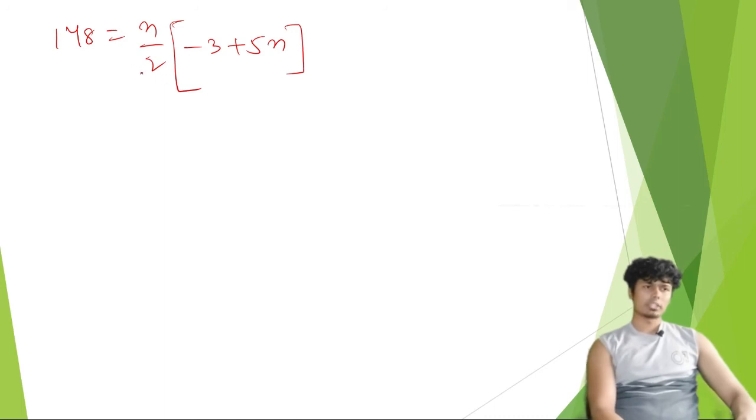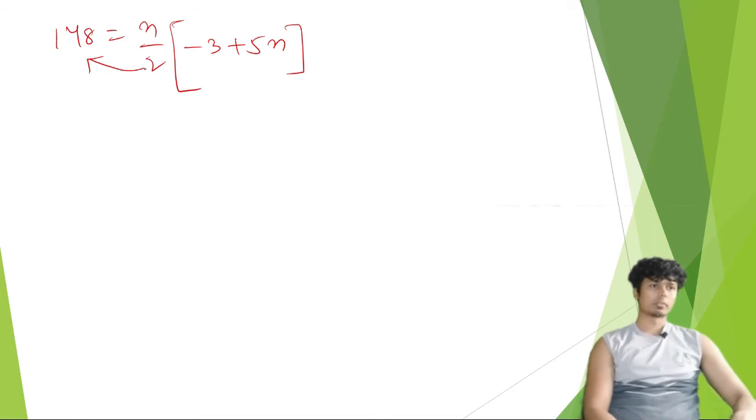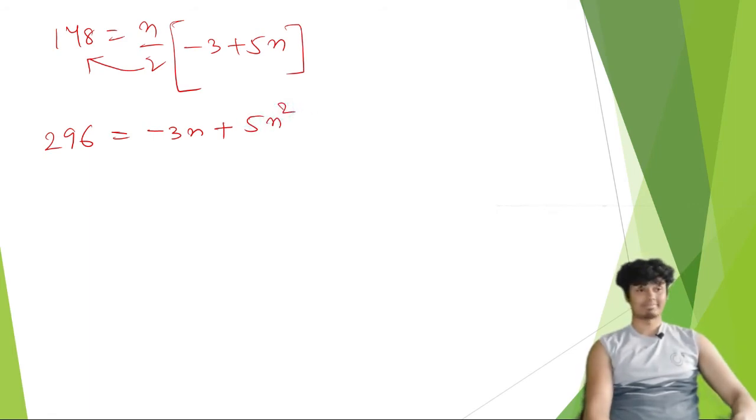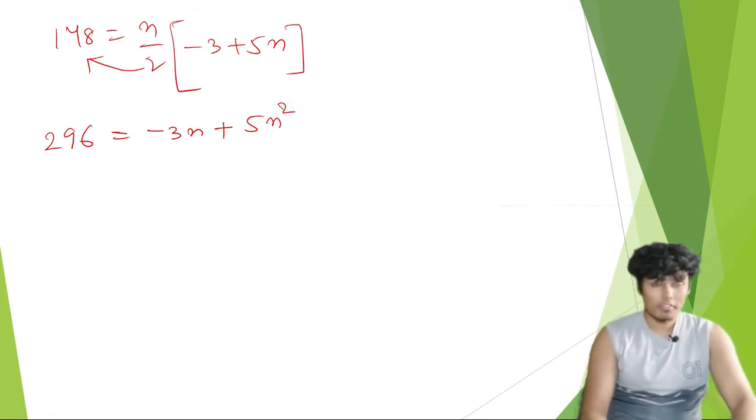Now this question, you multiply this side by 2. Cross multiplication, just do it. It's not that complicated. So multiply by 2: 148 into 2, 8 twos are 16, 4 twos are 8, 9, 296. That is equal to n multiplied by minus 3 plus 5n, which gives minus 3n plus 5n square. So 5n square.